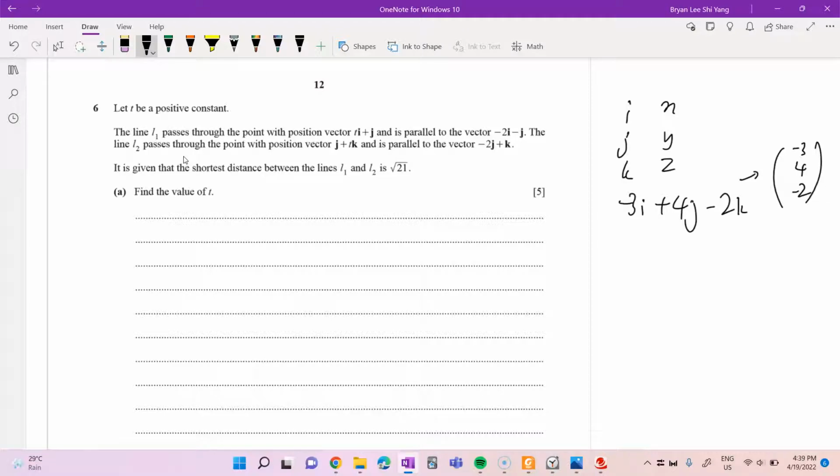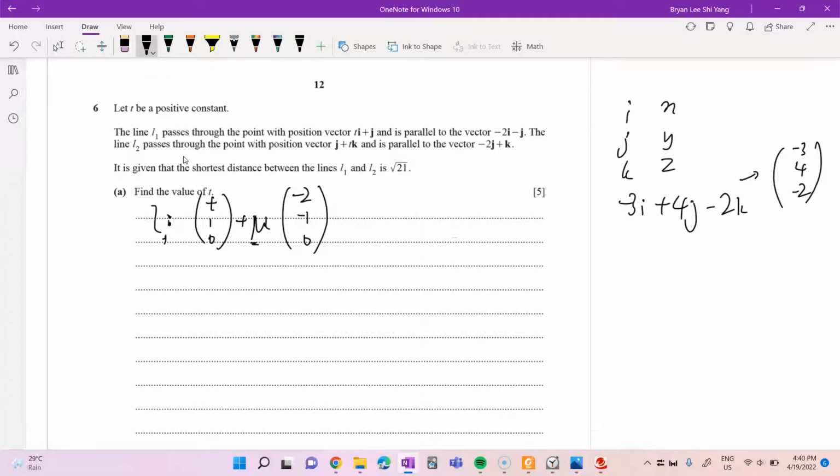So let's see. For L1, my vector equation of the line would be: passes through the point with position vector ti plus j. So write t, 1, 0 because it doesn't have a k component, and it's parallel to the vector 2i minus j. So I can write, let's say mu, this is a scalar factor, times negative 2, negative 1, 0. So it basically is something in the form of: I have this point which I have a vector for, and then parallel to this vector, right? So I can just move up here, move down here.